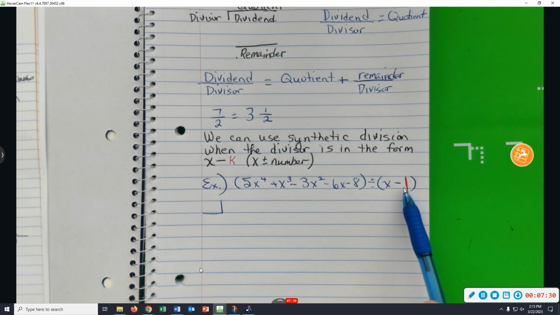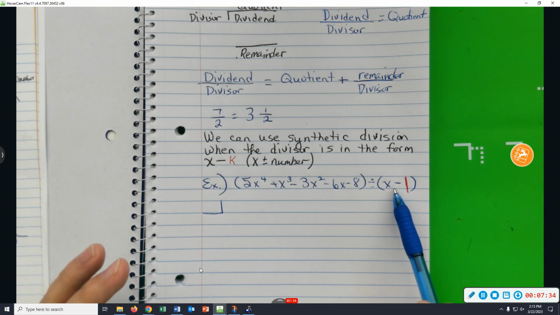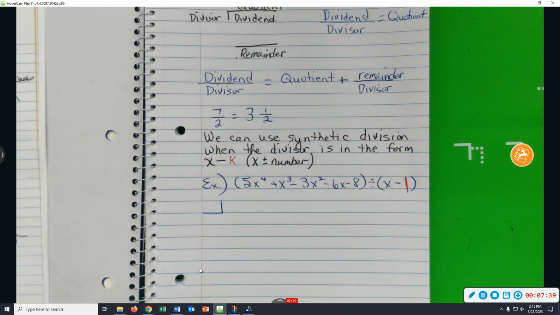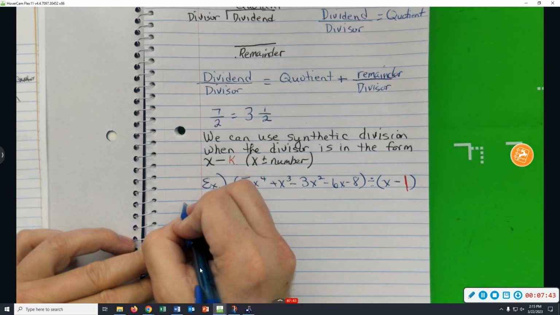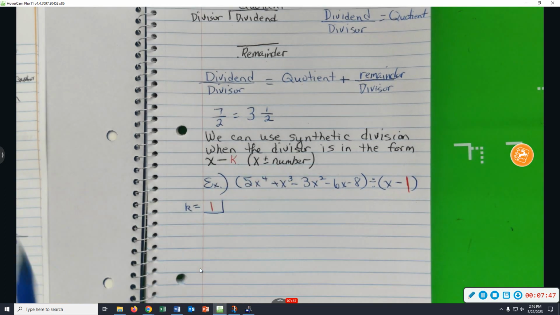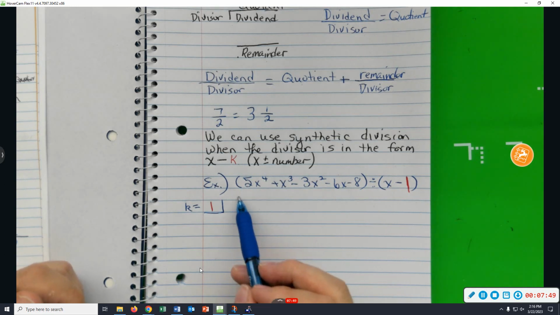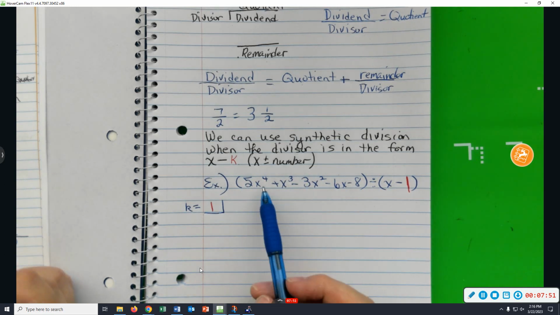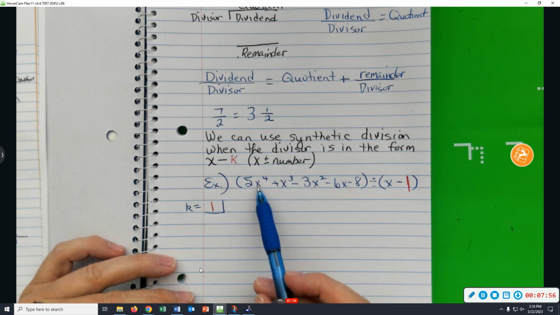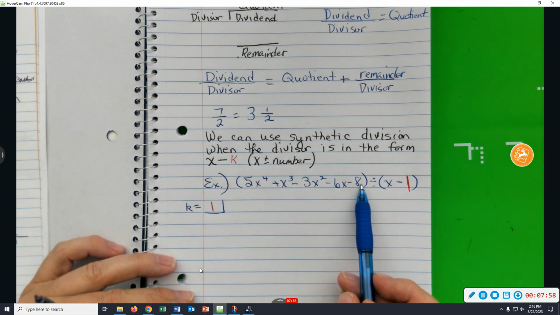The k value is the number that is exactly the opposite of what you see. So I'm going to say k equals +1. This is really a lousy example because of that 1. And then you see that space I have here? Make sure your dividend is in descending order based on powers, biggest exponent to no exponent.